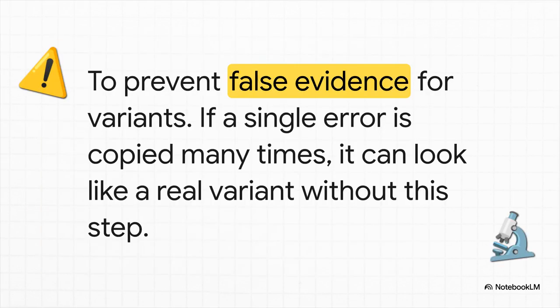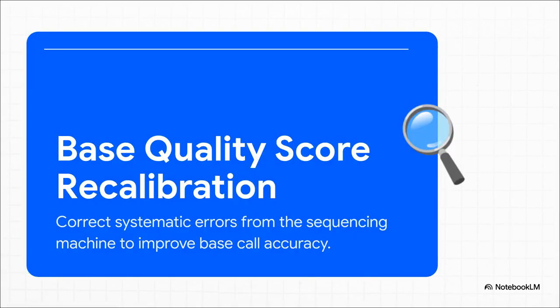So why is this such a big deal? Well, imagine you see 10 copies of a read, and they all have the same typo. You'd probably think, wow, that's got to be a real variant. But what if all 10 of those copies came from just one original piece of DNA? Then it's not 10 pieces of evidence, it's just one piece that's been artificially amplified. Marking the duplicates stops this kind of false evidence from tricking us. And now for the really cool part. Base Quality Score Recalibration, or BQSR.